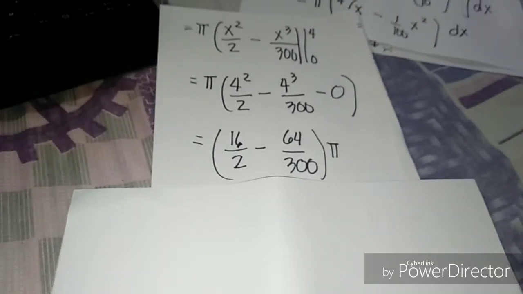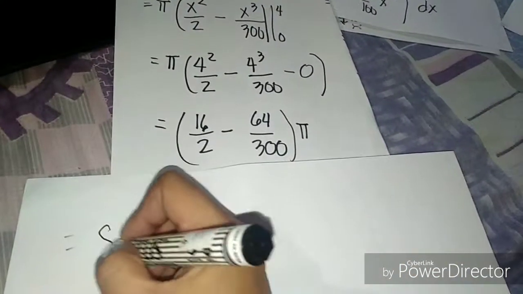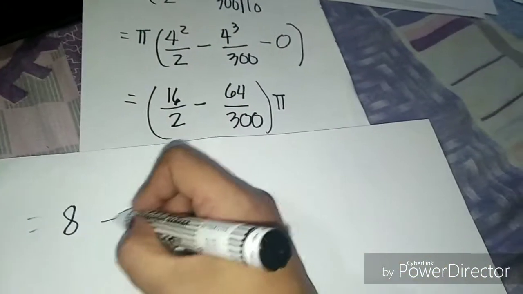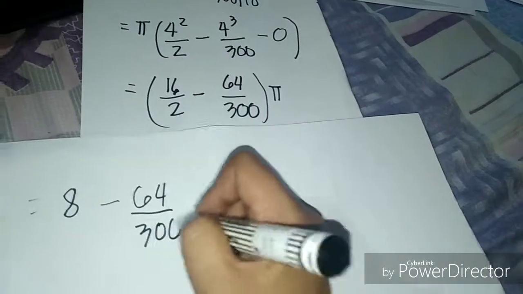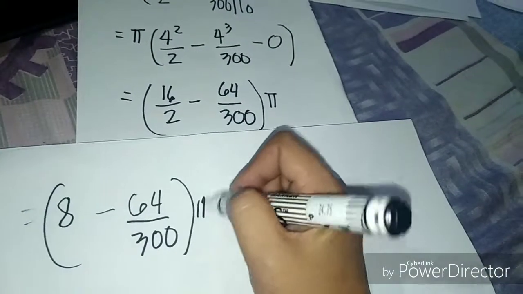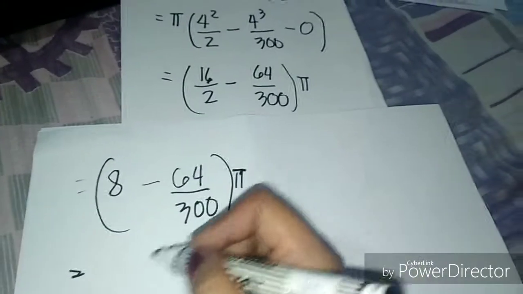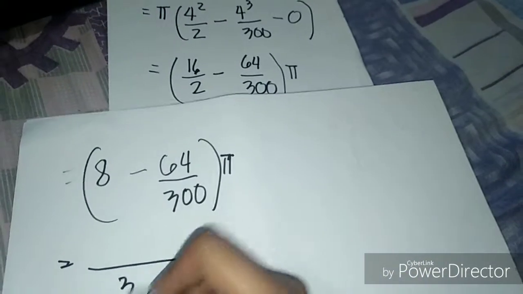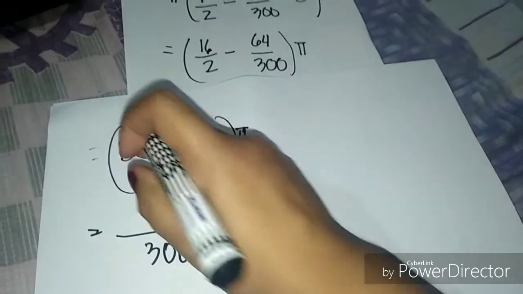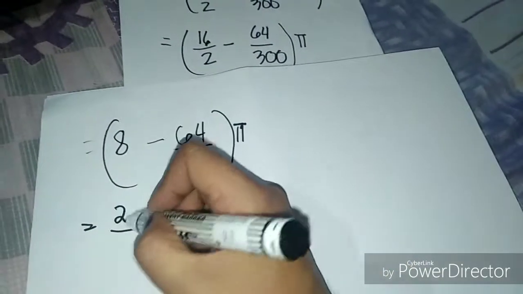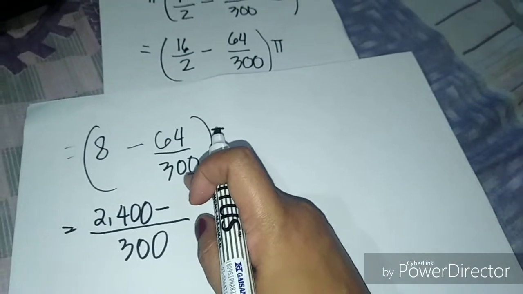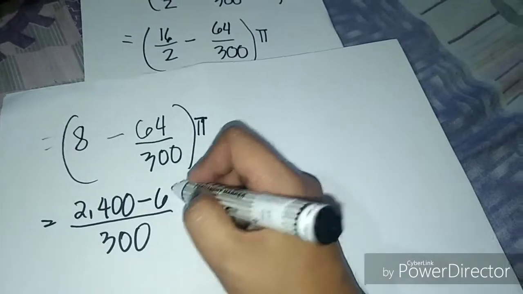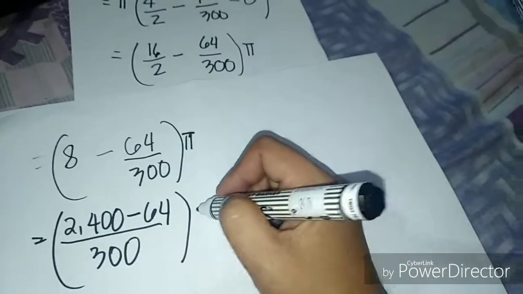Now, let us proceed. 16 divided by 2 is equal to 8, minus 64 over 300, times pi. Then find the LCD, which is 300. 300 times 8 is 2,400, minus 300 divided by 300 is 1 times 64 is 64, times pi.